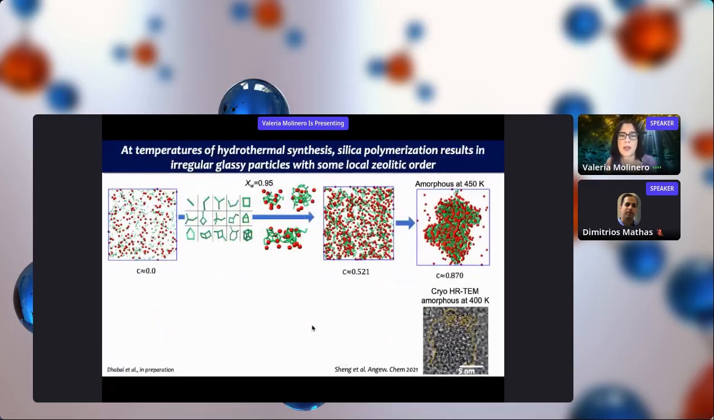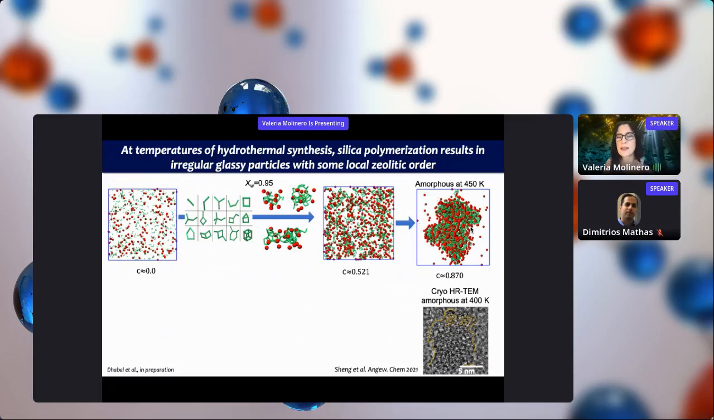If we now go to temperatures that are consistent with the upper part of the zeolite synthesis, like 400 Kelvin or so, what we find is that the polymerization goes through oligomers, and these oligomers are the same as at high temperatures. I just didn't show them. These oligomers are ordered, but eventually they form a particle that is almost glassy, actually is glassy.